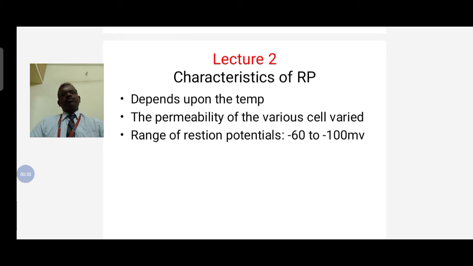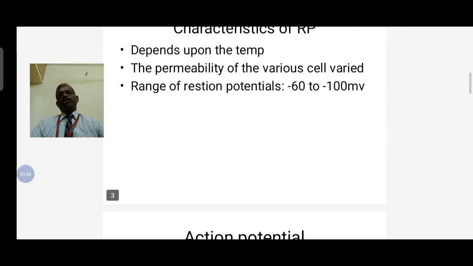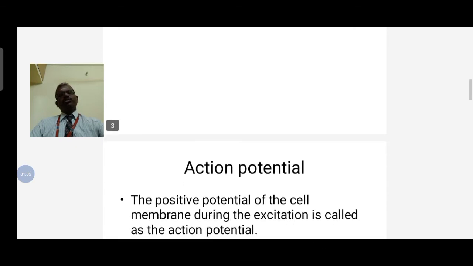Before this, recall the resting potential. Resting potential is the process of balance of ions inside and outside the cell membrane. Its characteristics depend upon the temperature and the permeability of the various cells. The resting potential is about minus 62 millivolt, which is derived by using the Boltzmann equation.